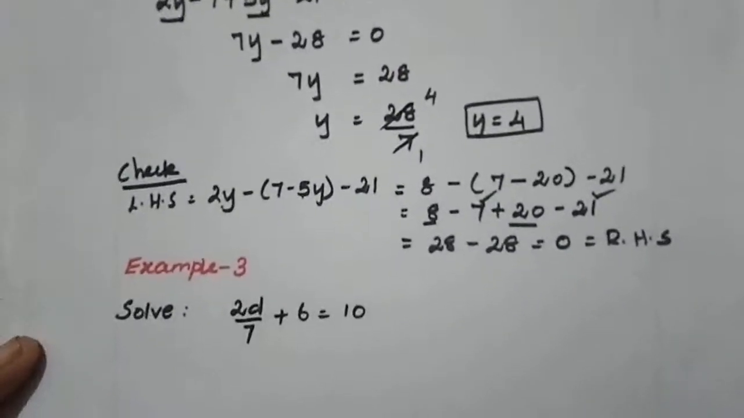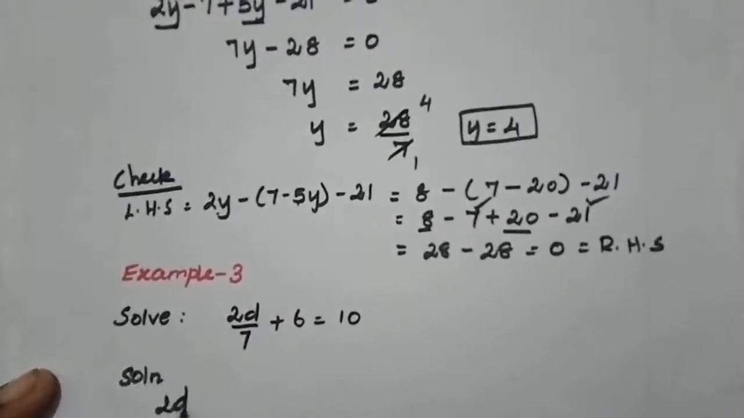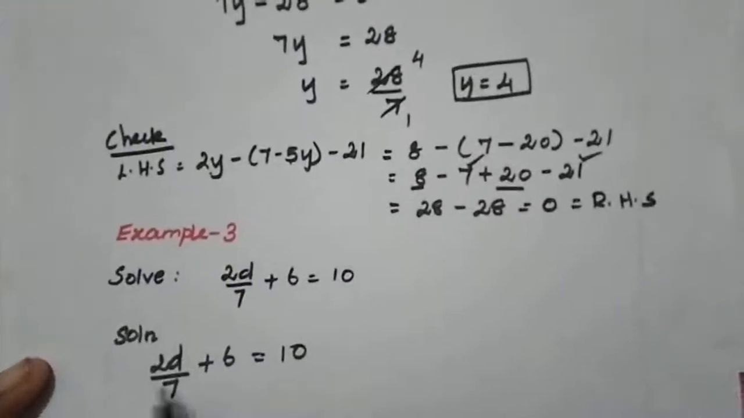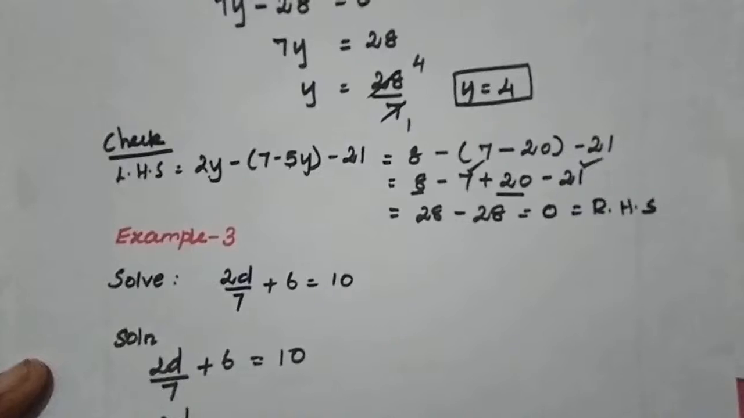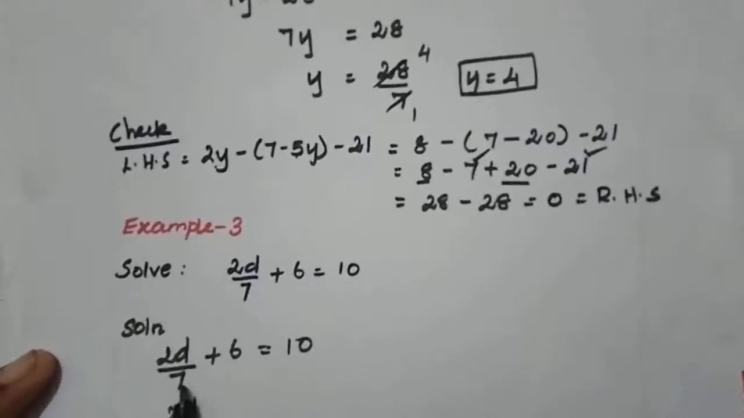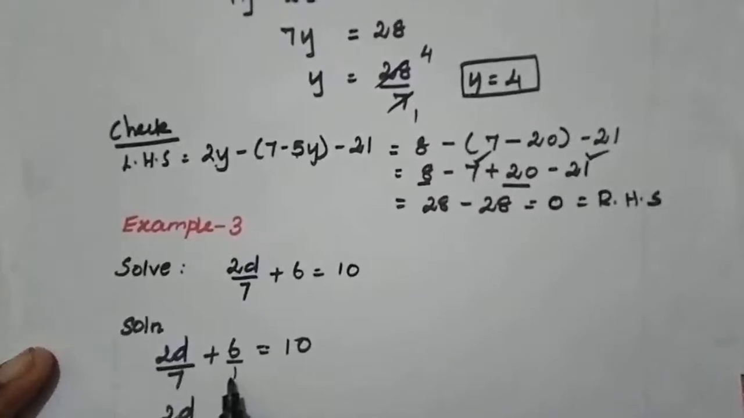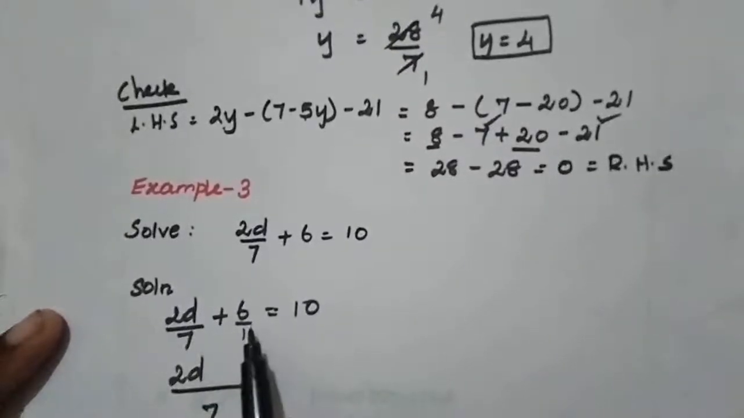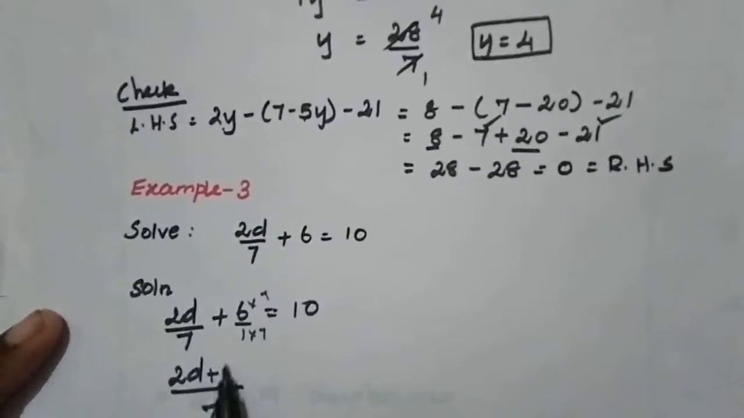Example 3. Solve 2d by 7 plus 6 is equal to 10. So here we have to find the value of d. 2d, here the denominator is 7, here the denominator is 1. So you have to take LCM for these two numbers. What's the LCM of 7 and 1? Yes, obviously it's 7. So this side you have to multiply by 7 both the numerator as well as the denominator. So what's the value of 6 into 7? 42.